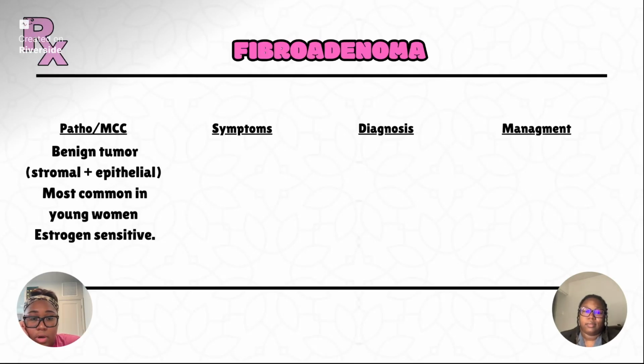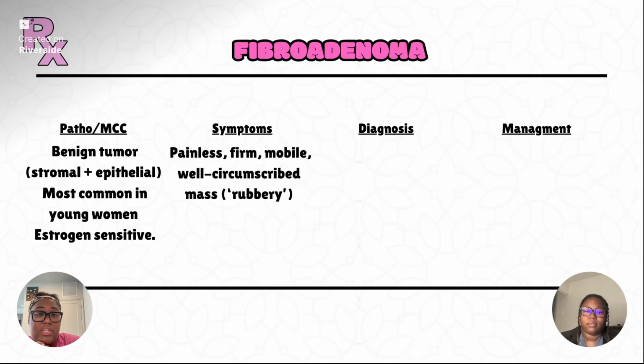It's a benign tumor. Stromal and epithelial are the types. It's most common in younger women, ages 15 to 35, I believe. And they're estrogen sensitive, which makes sense. It's in women before menopause. It is going to be painless. That is the most common thing to remember with fibroadenoma. It's painless, firm, mobile, and well circumscribed.